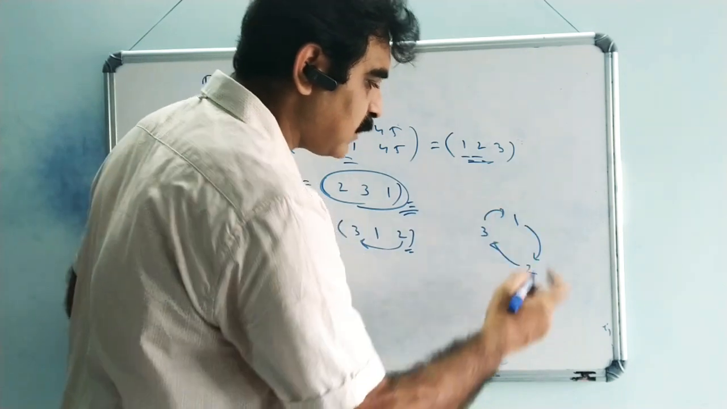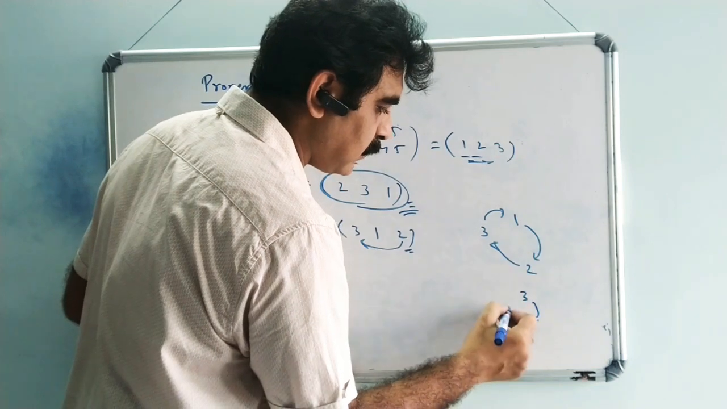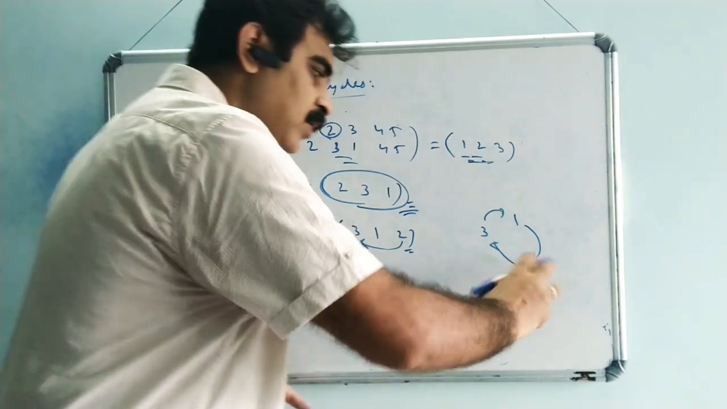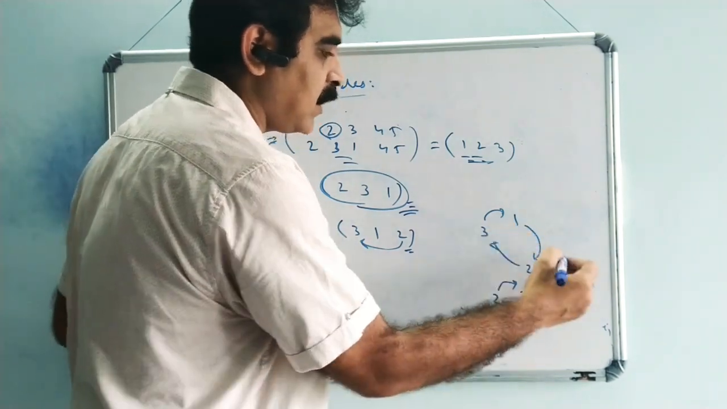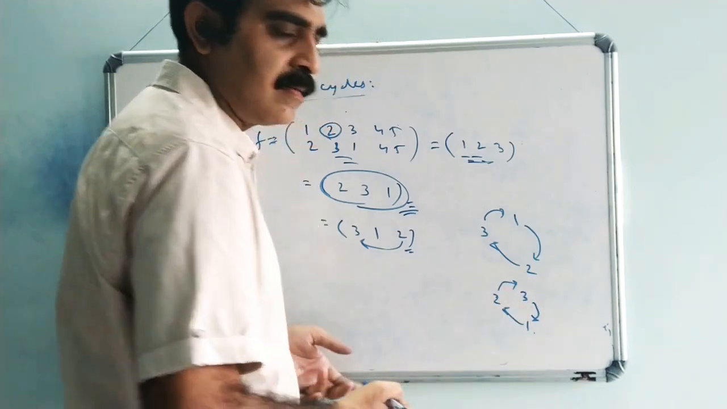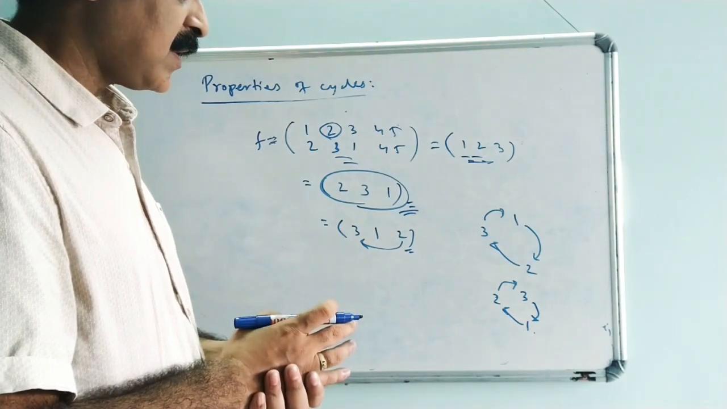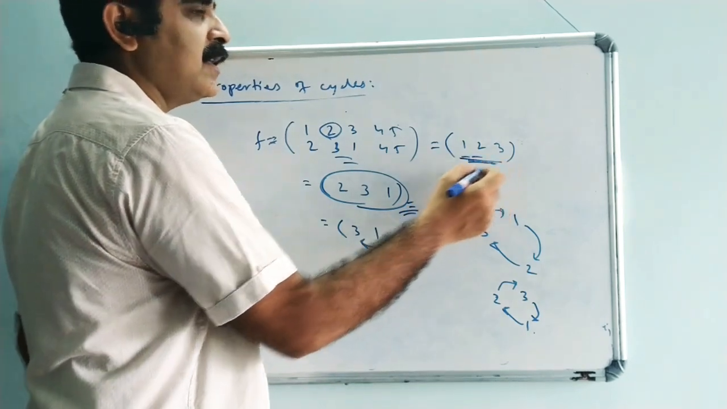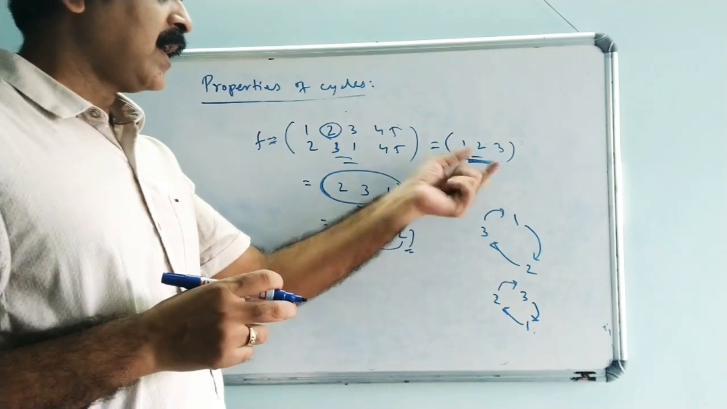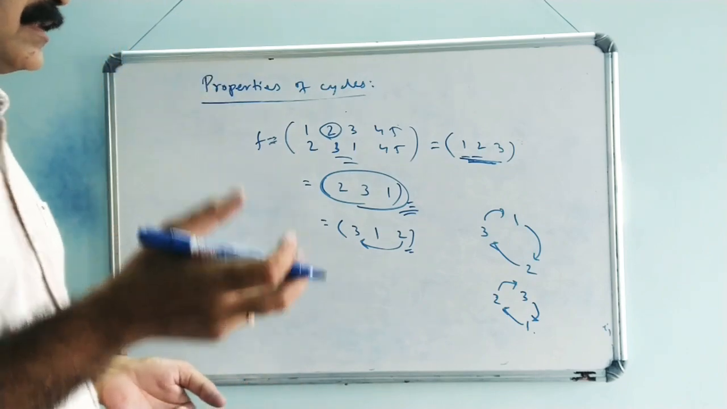If we rotate this, then we write 3 here. After 3 comes 1, after 1 comes this. Or we rotate this, so we can write (1 2 3), or (3 1 2), or (2 3 1). These are all actually the same cycle. Therefore, for the notation of a cycle, we can change the arrangement of the elements in cyclic order.